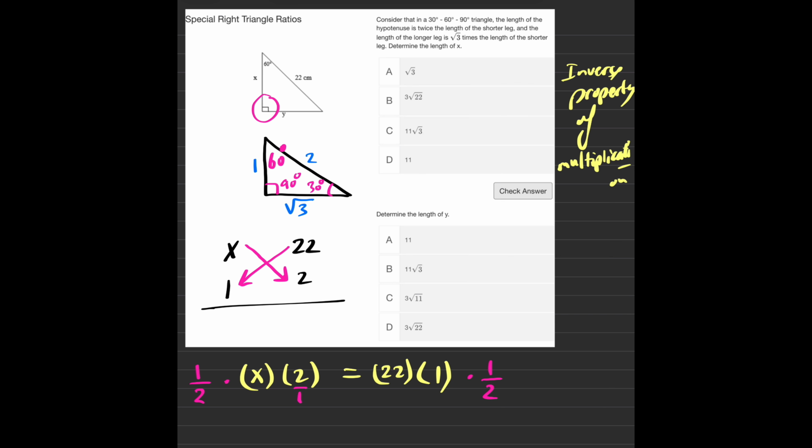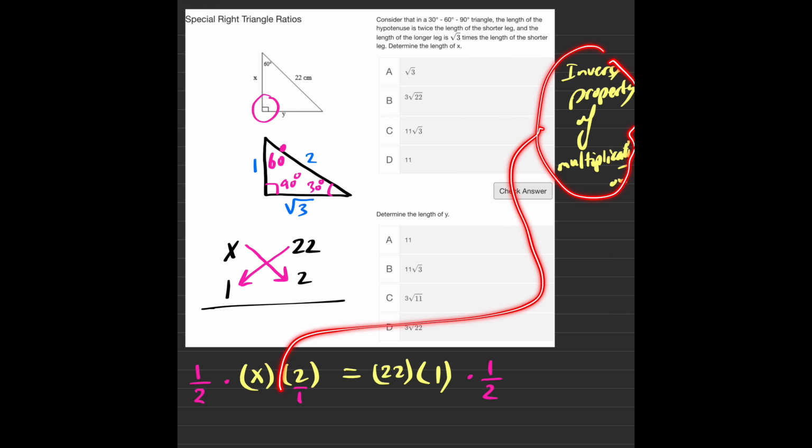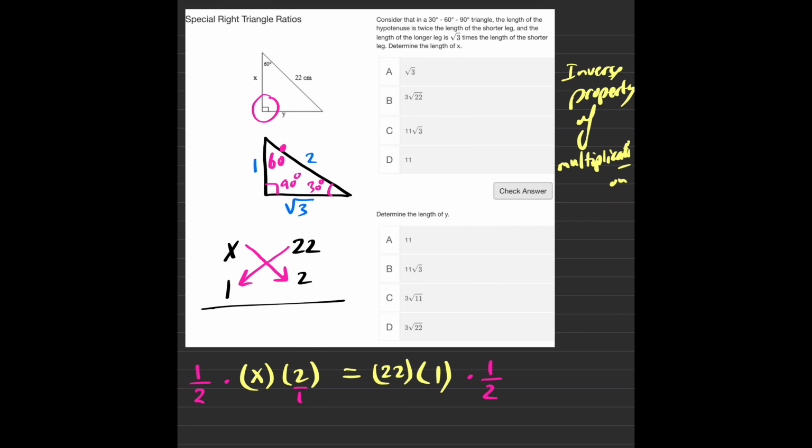Now the rule of the inverse property of multiplication says if you have a number and you multiply it by the inverse of this number, or the opposite of this number, or the flip of this number, the answer will be 1. So here is the deal. We end up with 1 and x, so 1x equals. Now we have 22 times 1.